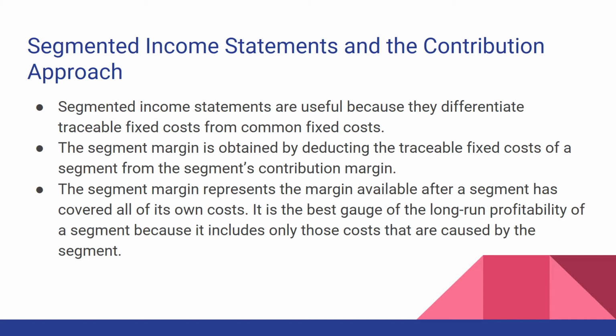The segment margin is important. That's obtained by deducting the traceable fixed costs of a segment from the segment's contribution margin. That margin represents the margin available after a segment has covered all of its own costs. It is the best gauge of the long-run profitability of a segment because it includes only those costs that are caused by that particular segment.